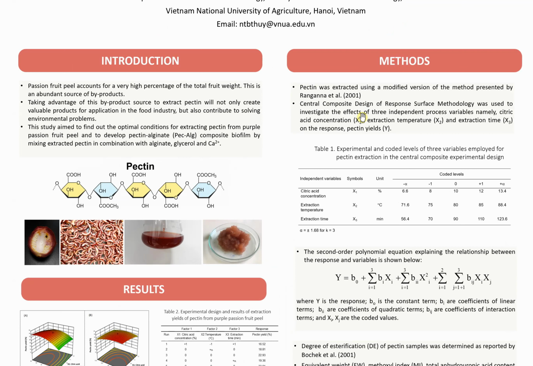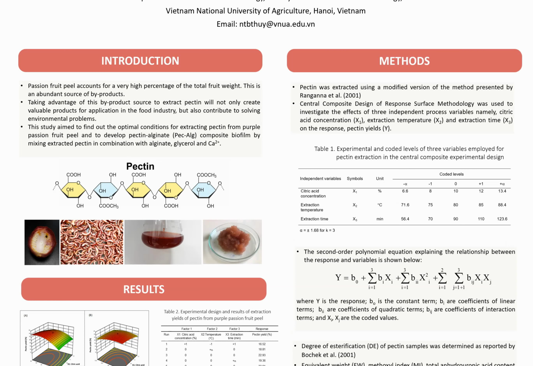First, pectin was extracted using modified versions of the methods presented by Ragana et al. Second, central composite design of response surface methodology was used to investigate the effects of three independent process variables, namely citric acid concentration, extraction temperature, and extraction time on the response, which is the pectin yield.